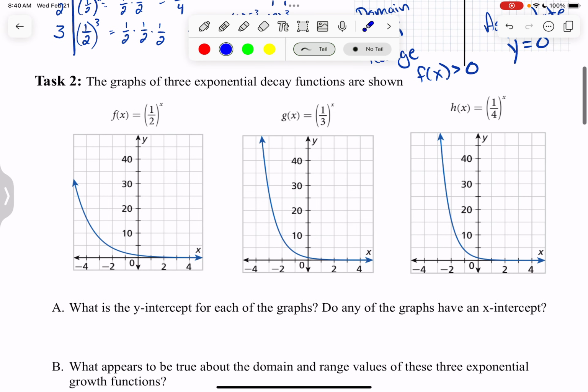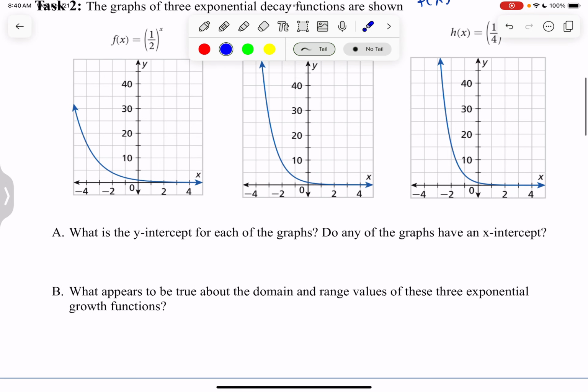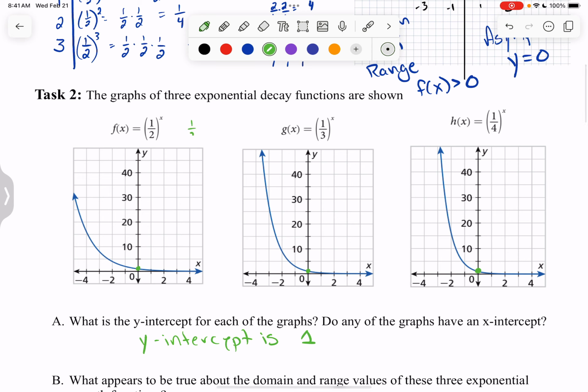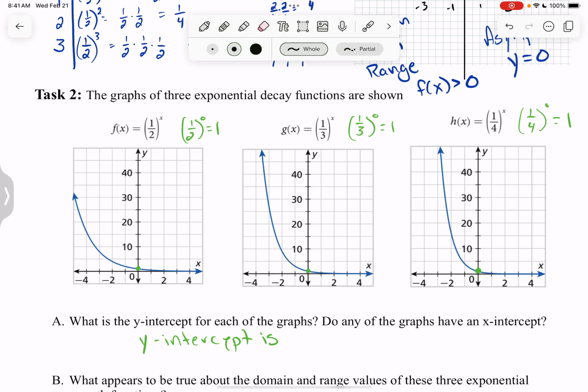Okay. So here are the graphs of 3 exponential decay functions. We have 1/2 to the x, we have 1/3 to the x, and we have 1/4 to the x. Okay, so what is the y-intercept for each of these graphs? So if we look at the y-intercept right there, right there, right there, they all look at the same spot, and it is going to be 1. The y-intercept is 1. Because anything to the 0 power, 1/2 to the 0, 1. 1/3 to the 0, 1. 1/4 to the 0 is also 1. So the y-intercept is always going to be 1. Oh, my 1 looks funny.